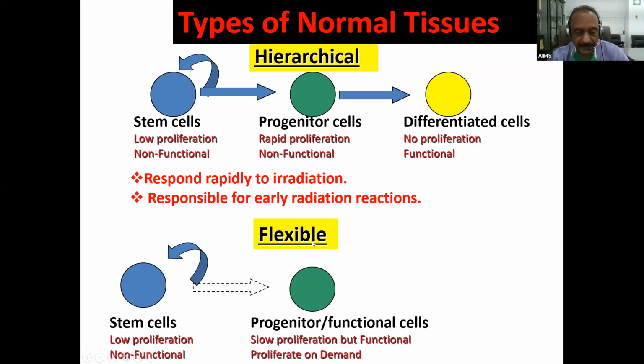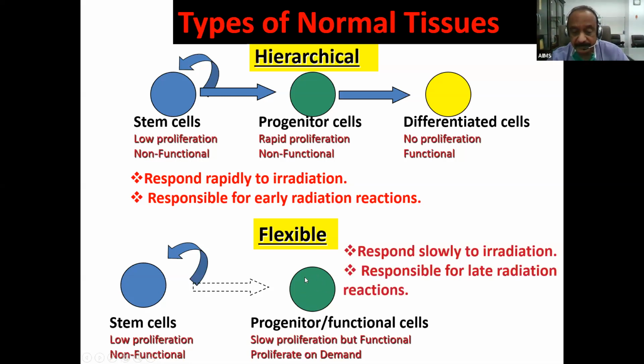In the flexible pattern, we have stem cells which have low proliferative capabilities, but it is a non-functional cell. It divides and gives rise to progenitor cells, also called functional cells. So primarily it is a functional cell, but it also retains some proliferative capability. And in case of need or demand, these functional cells can also multiply. This type of tissue responds slowly to radiation, and is responsible for late radiation reaction.